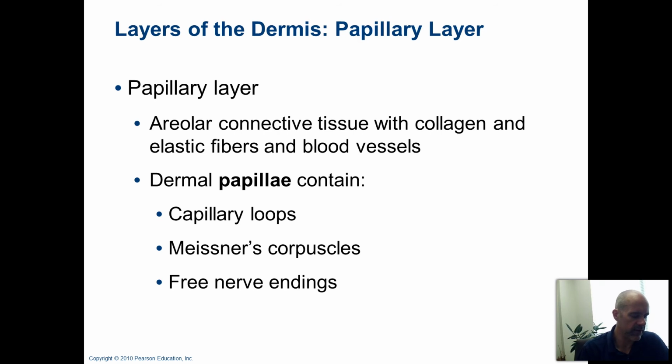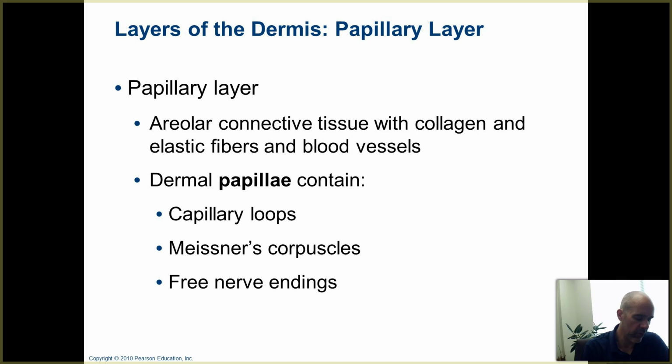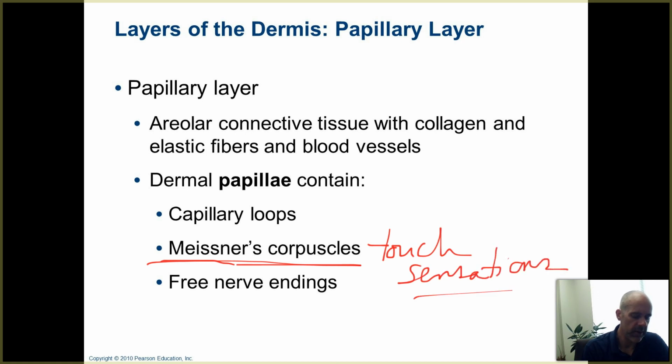All right, some other things that you would find there in the dermal papillae include Meissner's corpuscles, and those are nervous system structures that are involved in touch sensation. Now, we talked about Merkel cells a little bit in the epidermis that also play roles in touch sensations. Well, these Meissner's corpuscles do that as well.